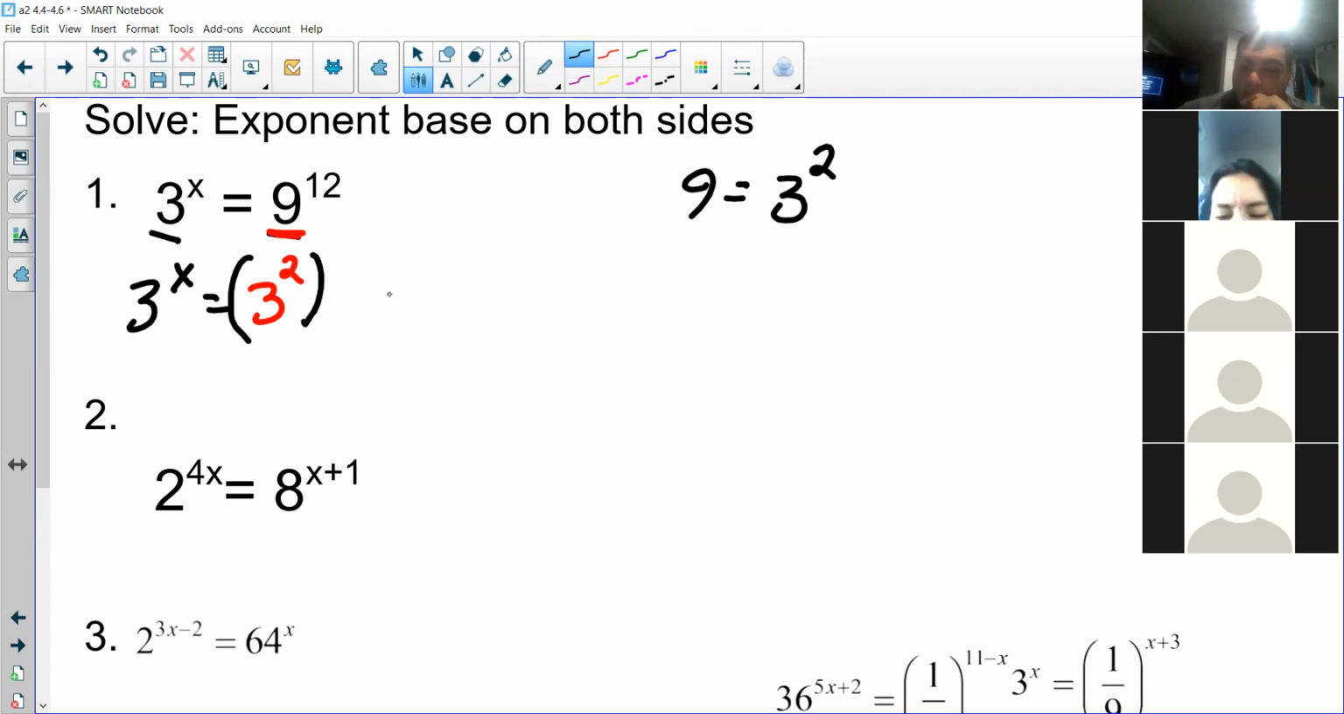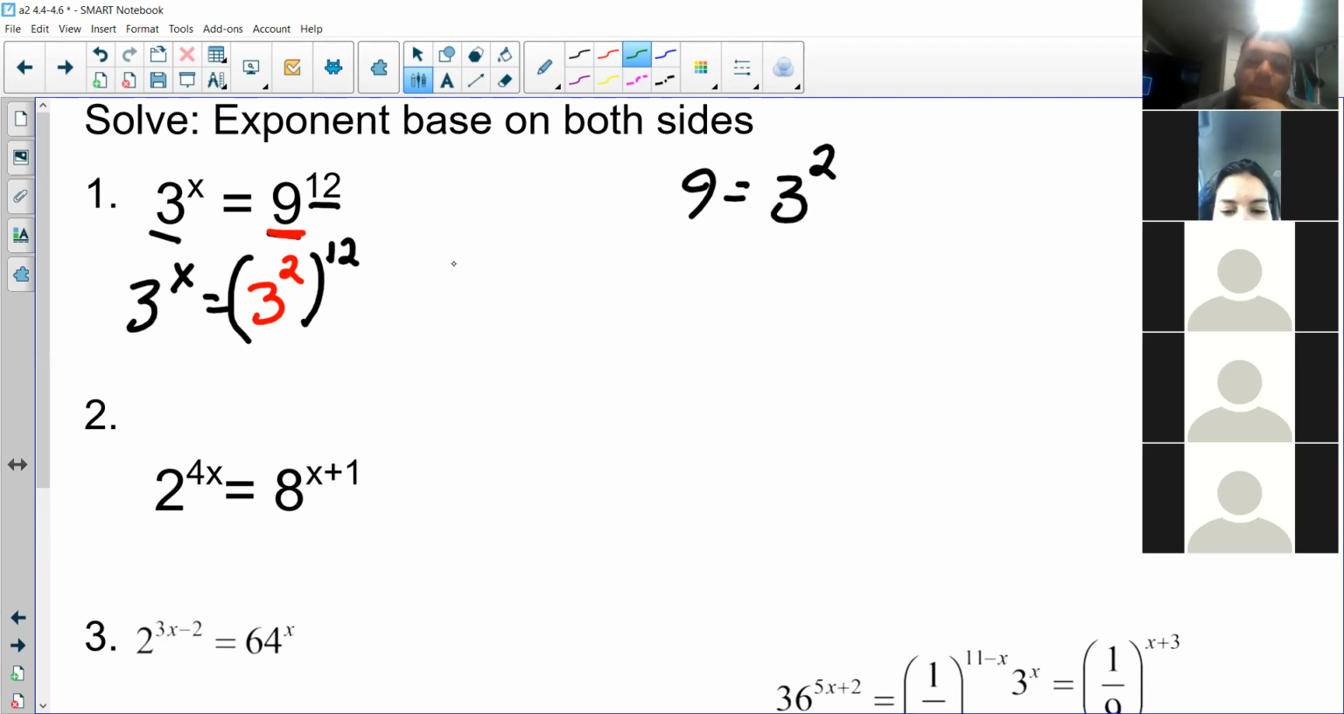Why do you do that? That's so weird. I'll show you why we do that. We'll get to that point. But this 12 right here is still around, so just rewrite that 12. So 3 to the x equals 3 to the 2 power to the 12 power. Because now it's just saying 9 to the 12th, like it's writing out the same thing.